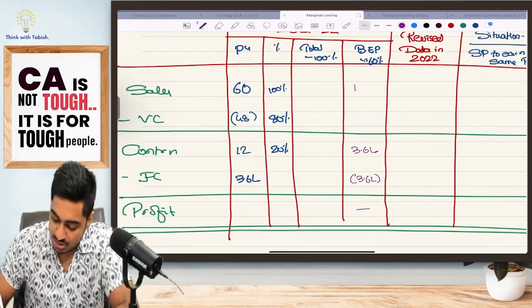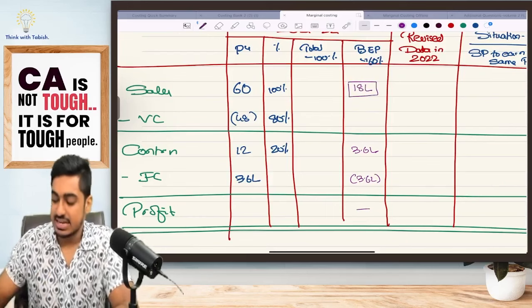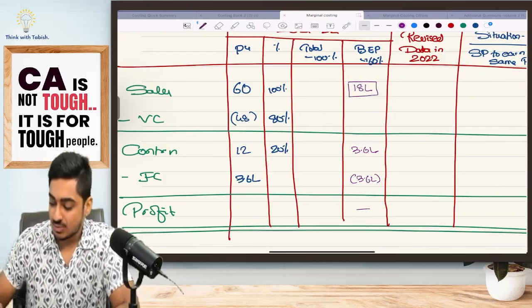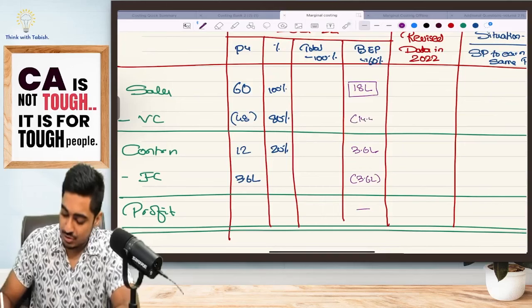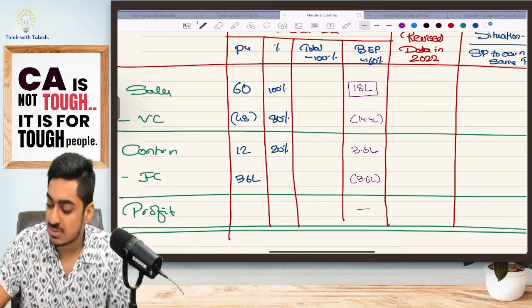Yes or no, everyone? My break even should be 18 lakh. Yes, 80% of 18 lakh, that is 14.4 lakh, variable cost will also be there. Is this clear, everyone? Now tell me how much is my break even?